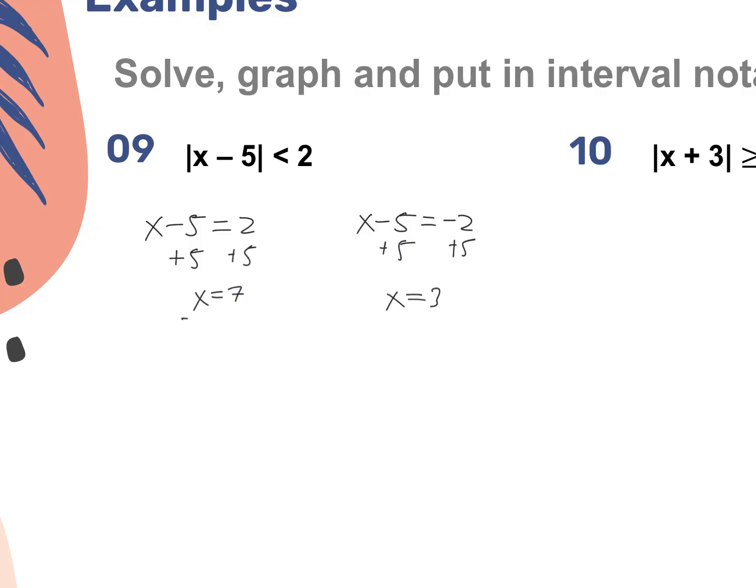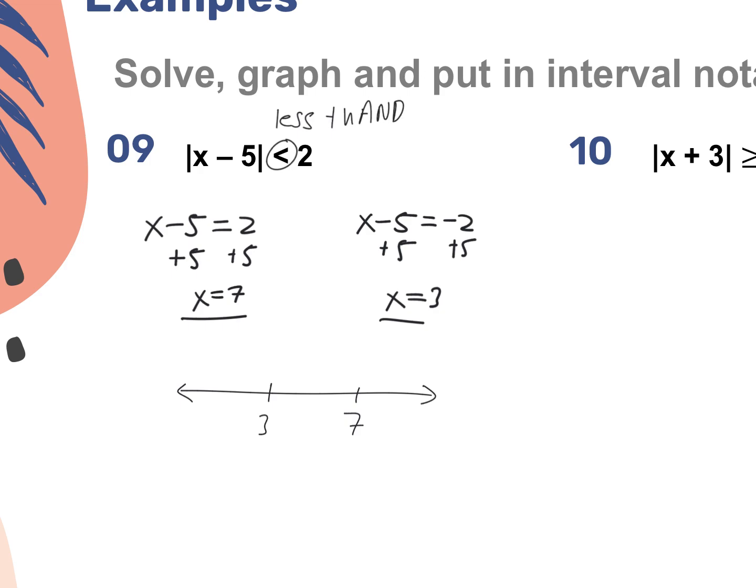These wouldn't be my answers because I originally had an inequality, but I'm going to plot these on a number line. 3 is going to be right here, and 7 is going to be right here. This is a less than, meaning it's an and statement, and with an and statement we always shade in between. I'm going to draw open circles because it's a strict inequality, and shade in between because this is an and statement.